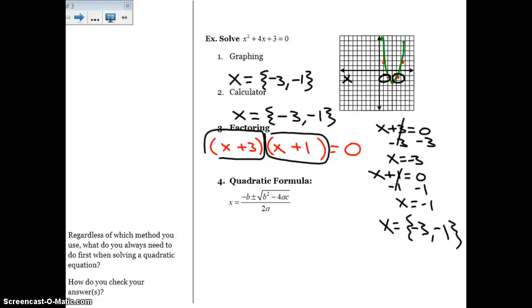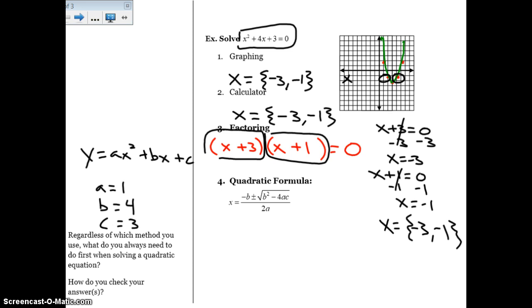So in standard form of a quadratic equation, you have y equals ax squared plus bx plus c. So take a look at that, and then take a look at our original problem, x squared plus 4x plus 3 equals 0, and try and determine what A, B, and C are. A is going to be equal to 1 because there's no coefficient for x squared. You don't see it, right? So the coefficient is 1. B is a little more obvious. It's 4. And C is 3.